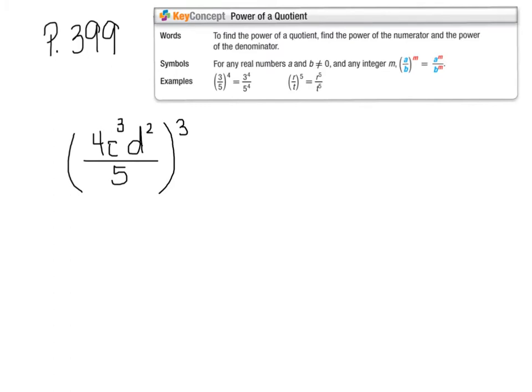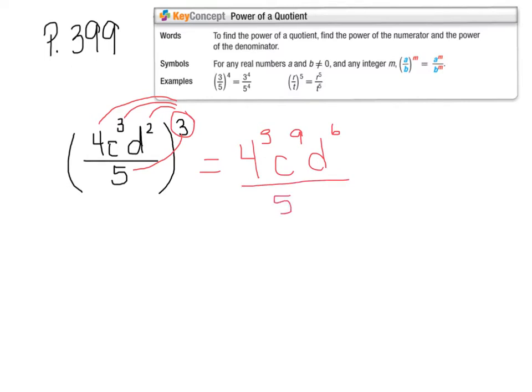Our power of a quotient rule is something we've already looked at. Make sure that the exponent outside parentheses gets applied to everything inside parentheses, including what's in the denominator. So this particular problem would be 4 to the 3rd, c to the 3 times 3, which would be 9, d to the 2 times 3, which would be 6, and 5 to the 3rd power.